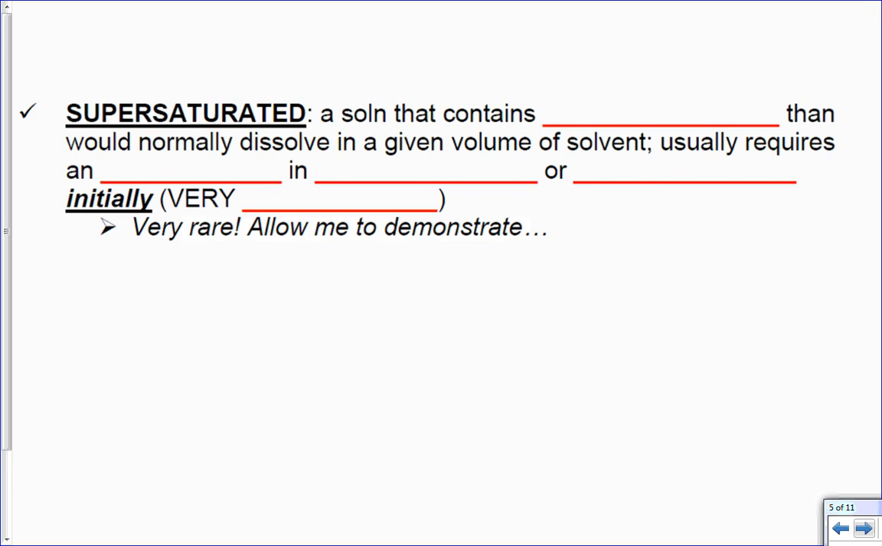Now a supersaturated solution, very rare, very rare. If we can make one this year, maybe we will try. This is when more solute is able to dissolve than normally would happen. Okay, so this usually requires an increase in the temperature or the pressure, and it is very, very unstable.